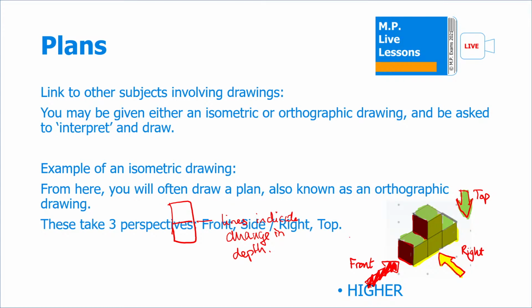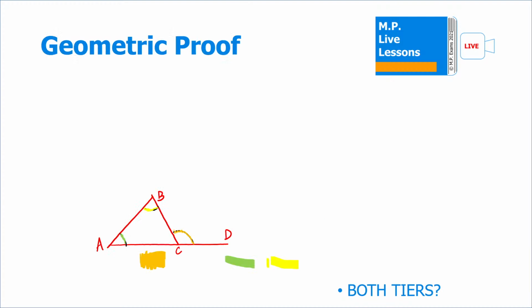And instead, you have these three perspectives. And remember, the front is slightly pointing in, and then to the right is from your right, still facing vertically, and the top is from the top. Now, we move on to some geometry, some geometric proof.